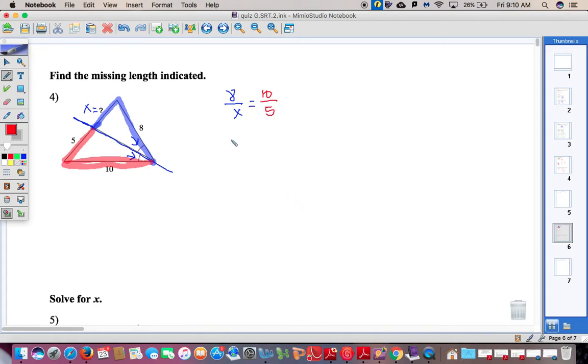Now if we cross multiply, we would have 8 times 5, or 40, is equal to 10 times x, or 10x. Divide both sides by 10, and we get 4 is equal to x.